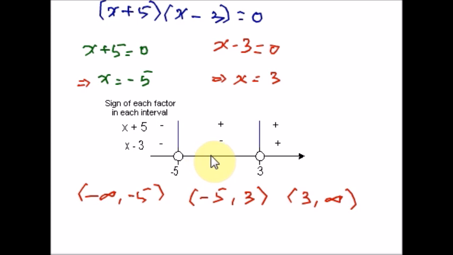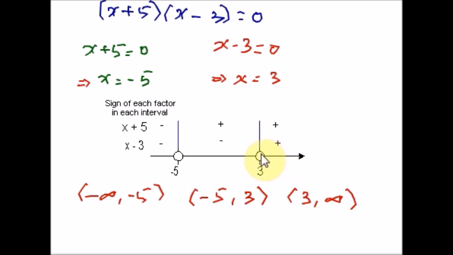Using the signs that we got in this step, we are going to determine the sign of the overall quadratic function in each interval. In the first interval, we have negative times negative, so the sign of the quadratic in this interval is going to be positive. In the second interval, we have positive times negative, so the sign is going to be negative. And in the third interval, positive times positive, so the sign is going to be positive.